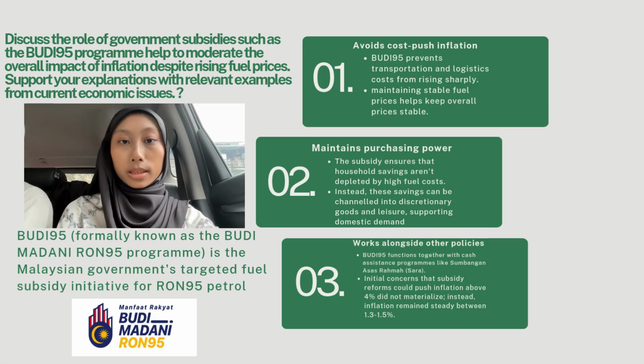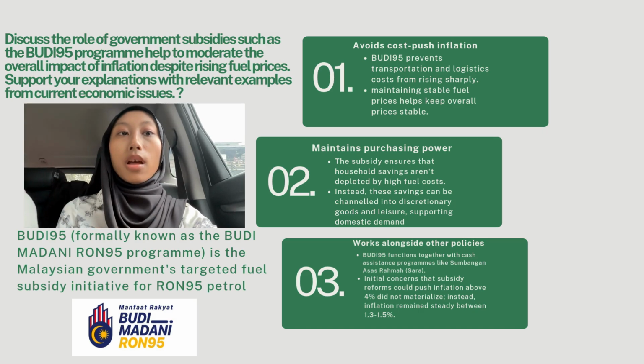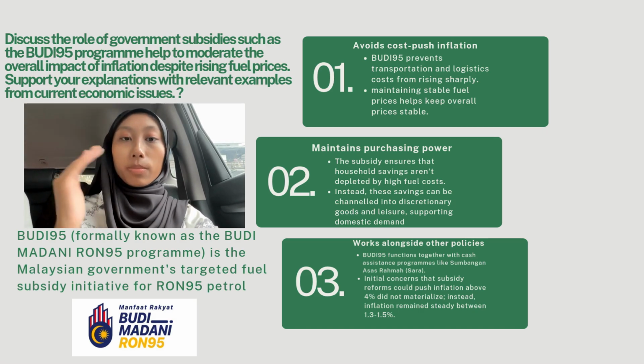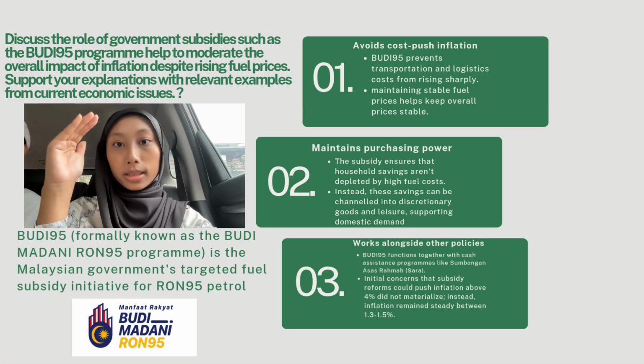Second, my second point is that Budi 95 helps maintain purchasing power, especially for households that depend on their monthly income for essential spending. When people spend less on fuel, they have more money left for groceries and school expenses and other needs, which supports living standards and consumer demand. In simple terms, the subsidy protects households from losing too much of their spending ability when fuel prices rise.